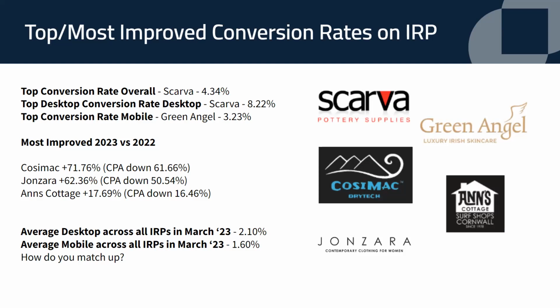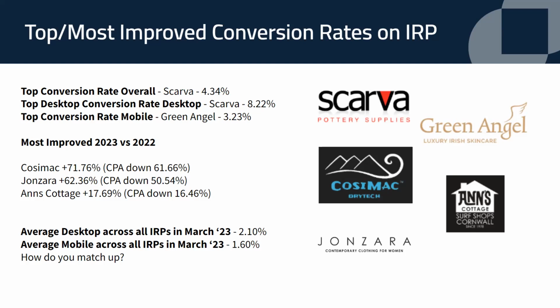And then with the account management team, there's been a number of merchants that we've worked closely with. We try and work with everyone as closely as possible. But the most improved conversion rates in 2023 versus 2022: Cozy Max conversion rates up 71%, Janzara up 62%, and Anne's Cottage up 17%. Interestingly, when we were looking at the data, there's a correlation between an improved conversion rate and the CPA coming significantly down off the back of that. So where Cozy Max conversion rate increased by over 70%, the CPA is actually down over 60%.